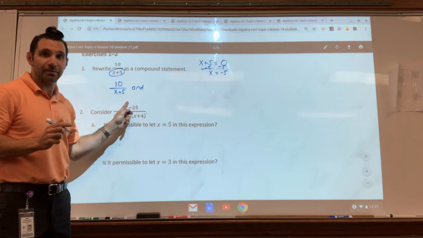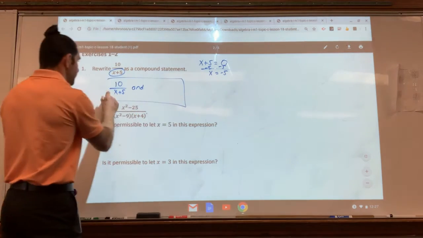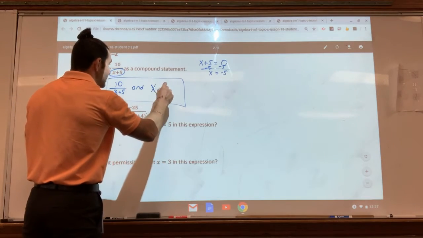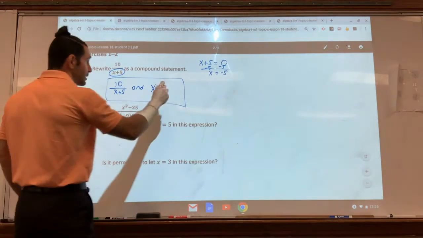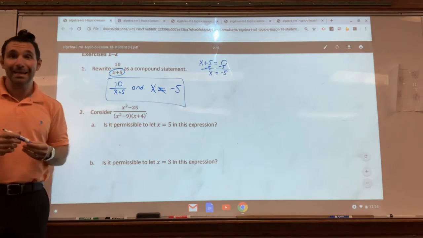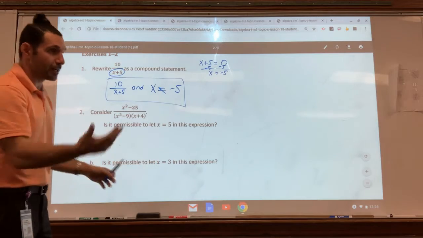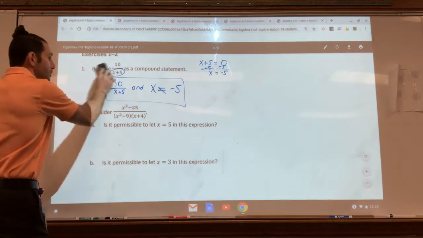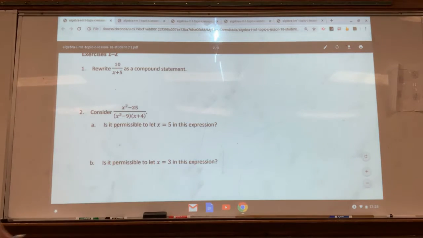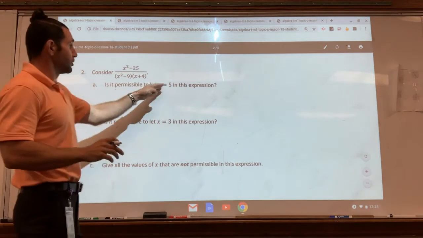Are we allowed to have a denominator of 0? No. So we're going to write this problem as a compound statement of this expression and x cannot be negative 5. This expression will work, but x cannot be negative 5 because denominators cannot be 0, because it causes us to have an error. So what does that mean long term? Well, let's do another expression. Is it permissible that x equals 5?